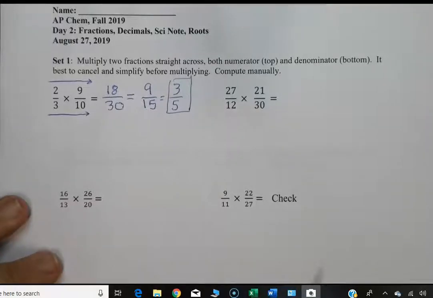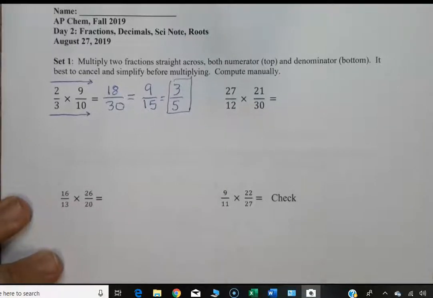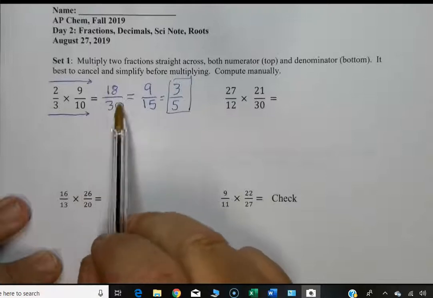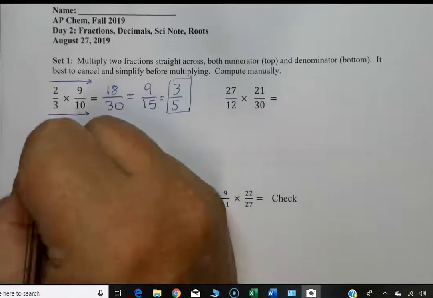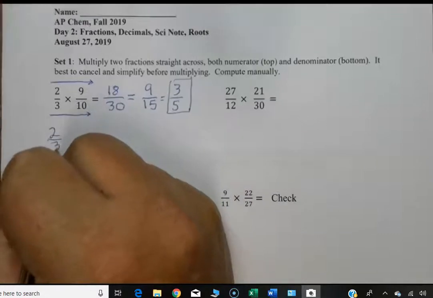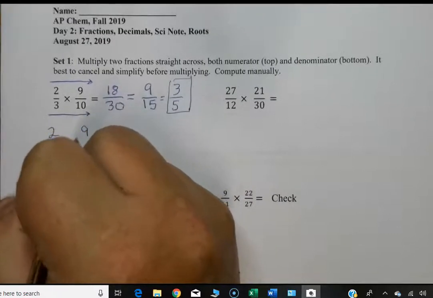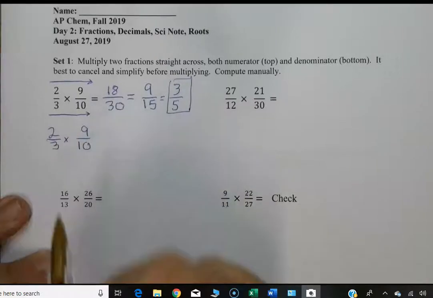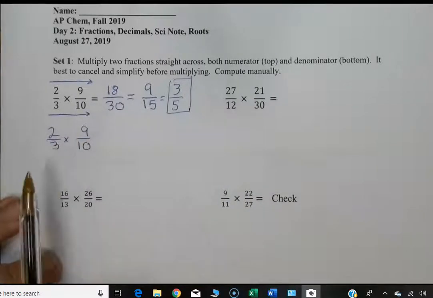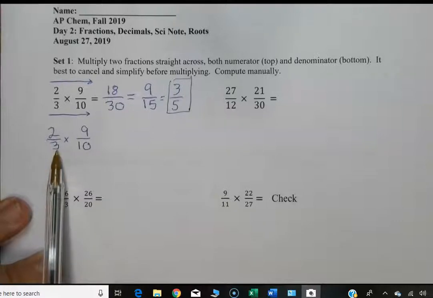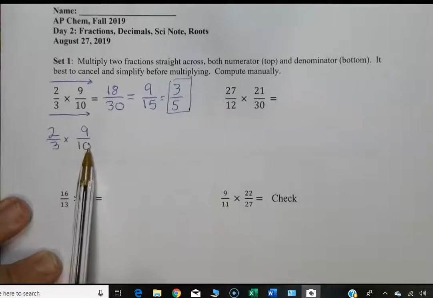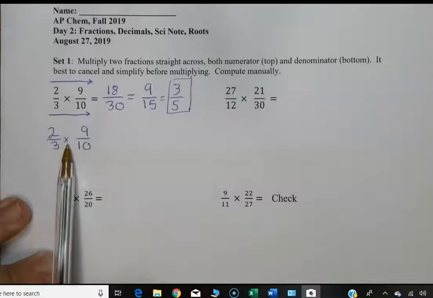Now the preferred way to do a fraction is to cancel before you multiply. If you don't, this number right here could end up being a very large number, both numerator and denominator. So let's rewrite the problem. Okay, now I'm going to see what cancels. Now this 2, I can either cancel with the number directly below it, if it's possible to do so, or with the number across the times sign. This has to be a times sign. It cannot be a plus sign, a minus sign, or a division sign. It has to be a times sign.